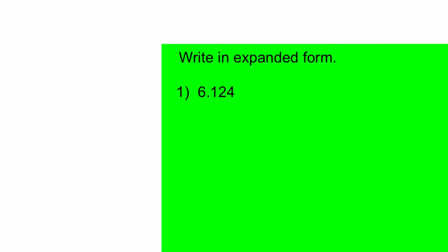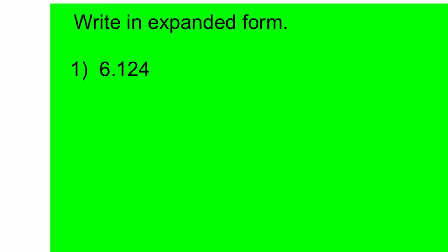So if you take a look at this first number here, it's written in standard form right now, 6 and 124 thousandths. And to break that into expanded form, we start off with the first place value, the first digit, which is the 6, and it's in the ones place value. So we would write 6 times the ones place value.